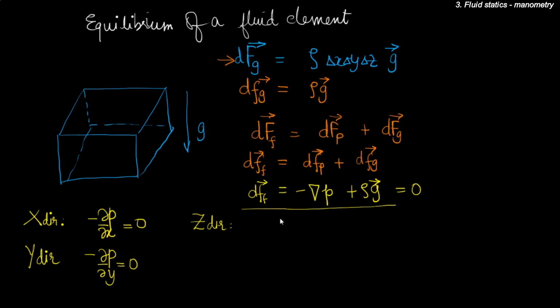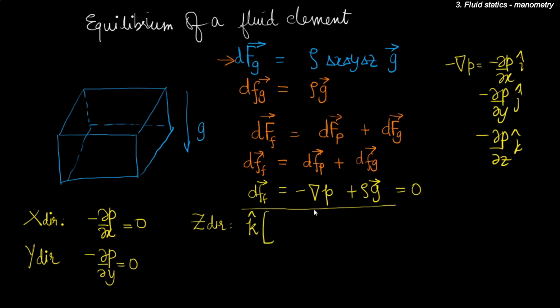Minus gradient of p, the components are actually minus del p del x i, minus del p del y j, minus del p del z k. So if I collect the k components of this expression, I will have minus del p del z minus rho g equal to 0, because the g vector is nothing but minus g times k. It is fundamentally g pointing in the minus k direction.